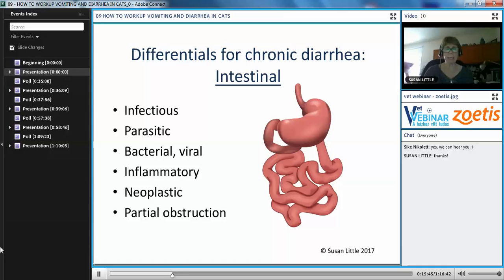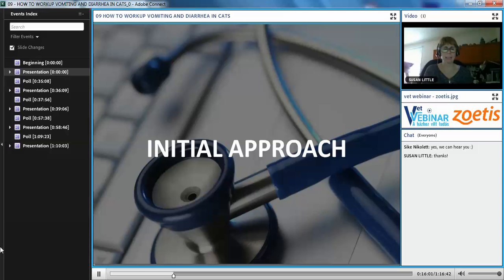So that's why I have things like obstructions, like intussusceptions, on the list, and of course we know intussusceptions can be intermittent as well. So we can see chronic signs from these obstructive or partial obstructive diseases in cats as well.